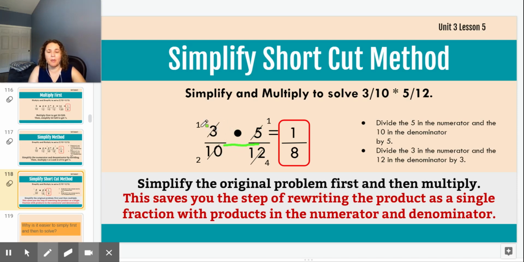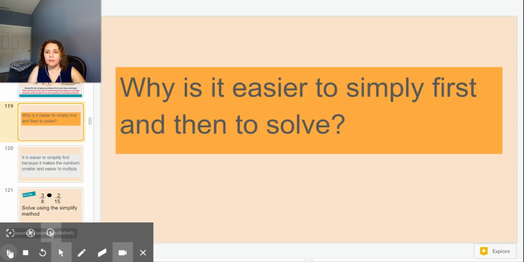I'm looking at the smaller number and I'm saying, does 3 go into 10? No. Does 3 go into 12? Yes. So I can simplify that. I can even put an arrow, so I'm simplifying that. Then I can say 5. This is a smaller number. Does this 5 go into 10? Yes. So I can simplify those. All right. So let's try some in just a second.